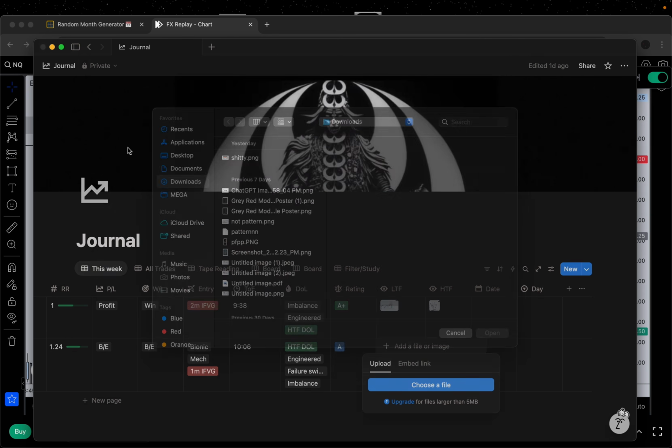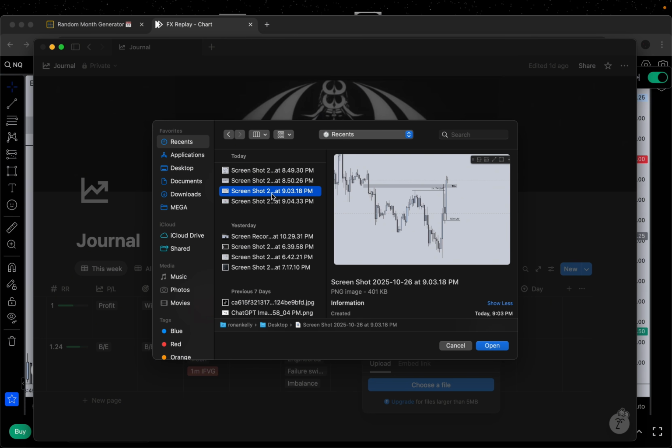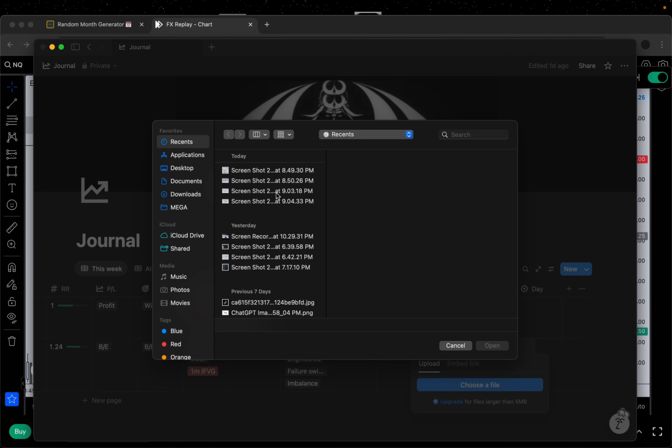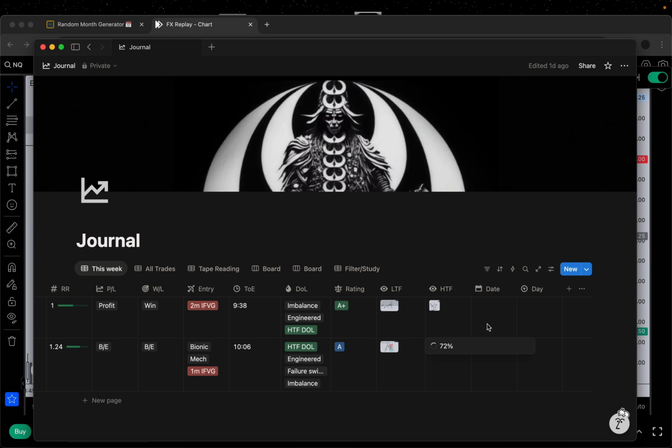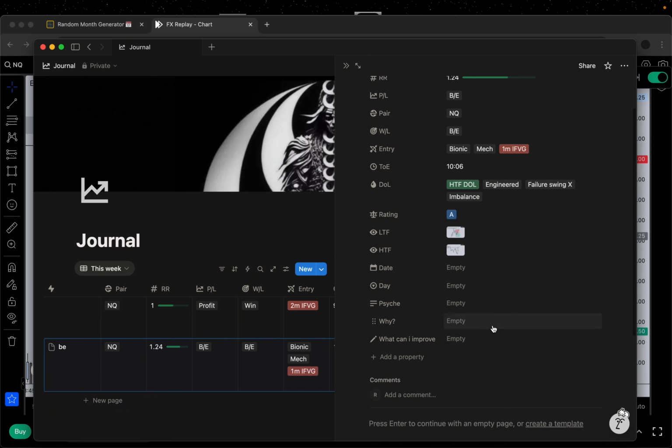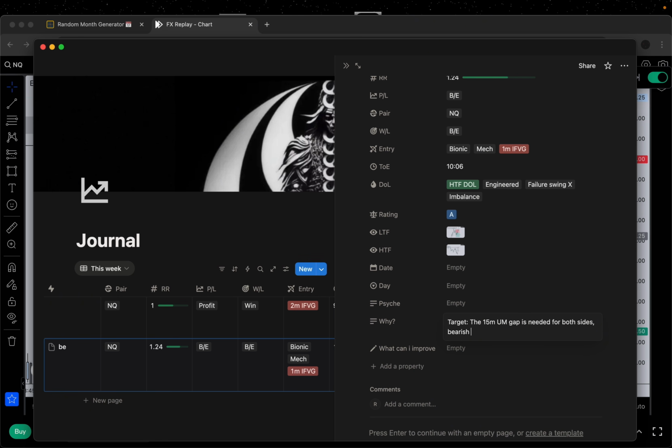I'll go ahead and put these in. It's my low time frame right here, and then this is my high time frame on this one. Dope. And then the date and the day, not really matter. But okay, so what is my Y? Well, here's my target. The 15-minute unmitigated gap is needed for both sides. Bearish, obviously, but also bullish.